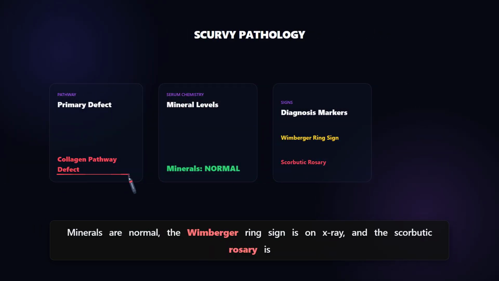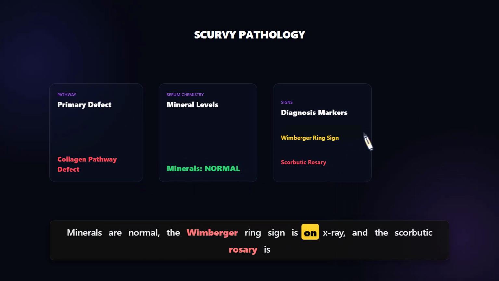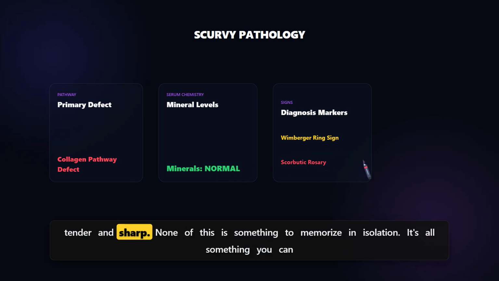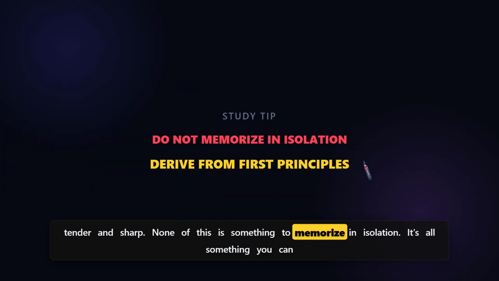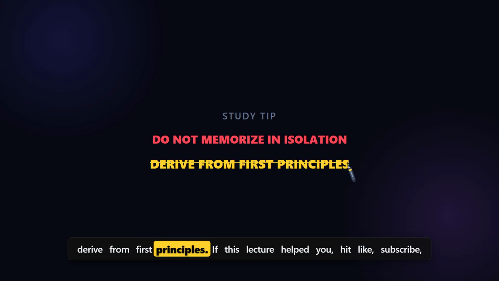Scurvy is a collagen problem. Minerals are normal, the Wimberger ring sign is on X-ray, and the scorbutic rosary is tender and sharp. None of this is something to memorize in isolation. It's all something you can derive from first principles.